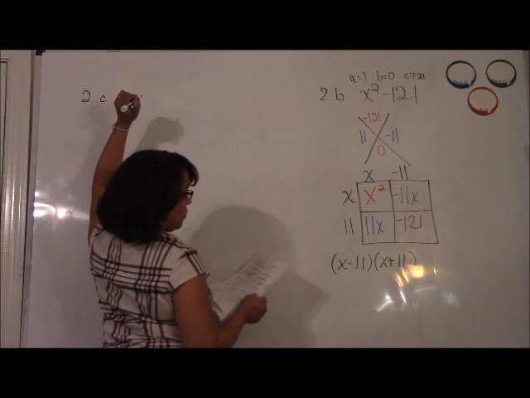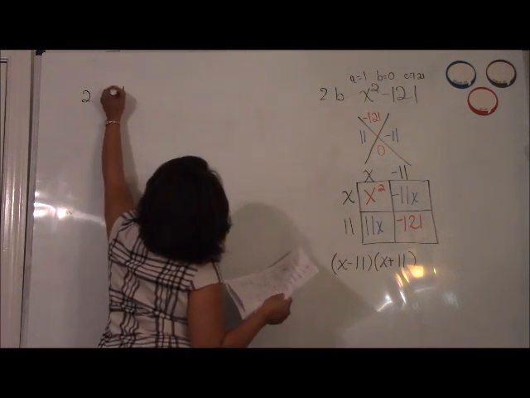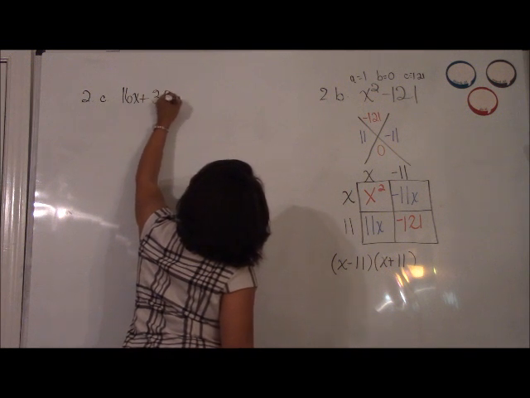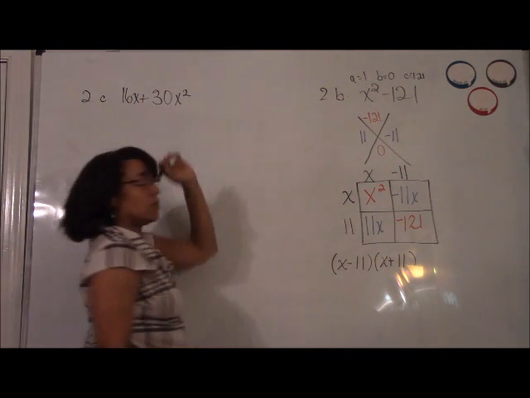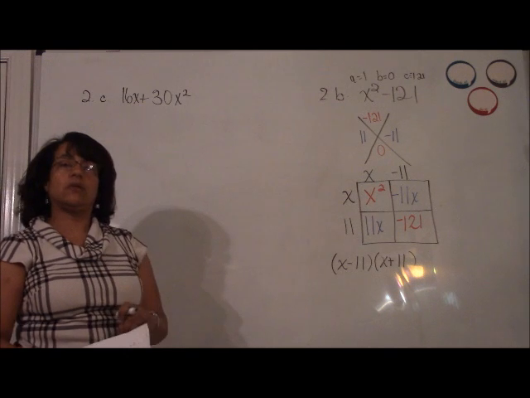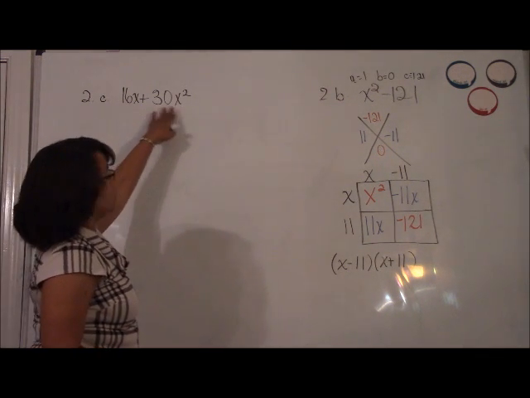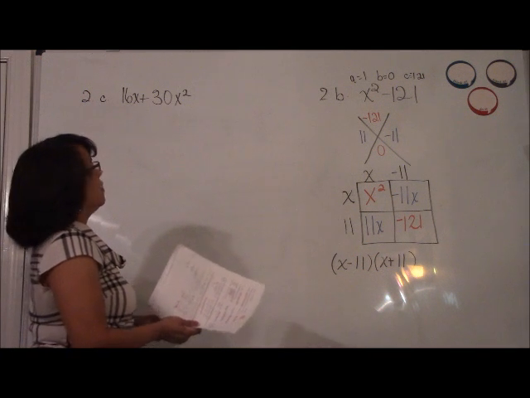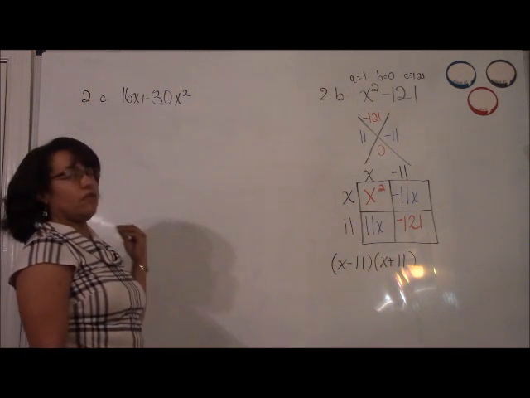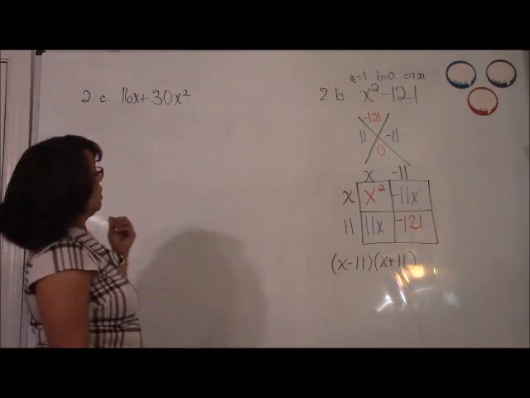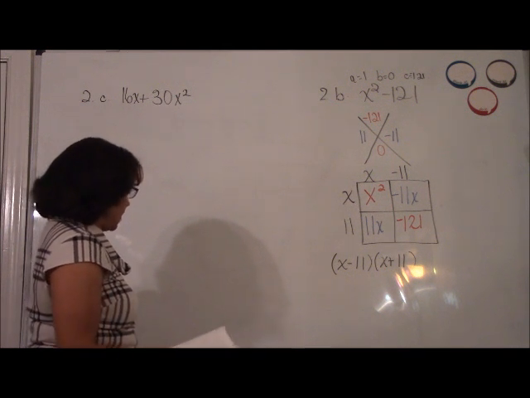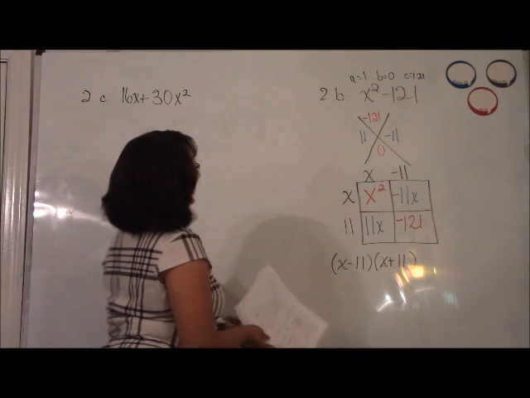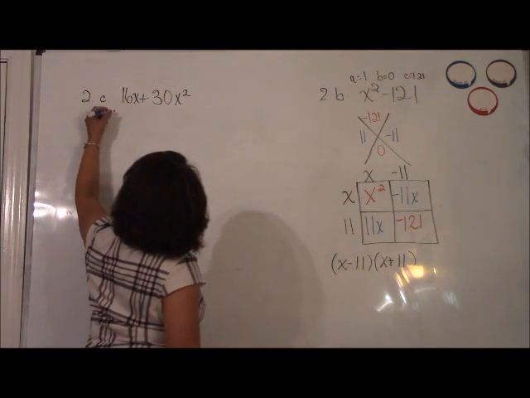For 2C, we have 16x plus 30x squared, and we have to factor it. We only have 2 terms. Oftentimes when you have 2 terms, if you have the x term and the x squared term, then you'll want to try to see if you can take out a GCF, because you don't have your first, middle, and last. But you do have 2 terms here. Let's see if we can factor out a GCF. Our GCF is 2. You always want to look for that.